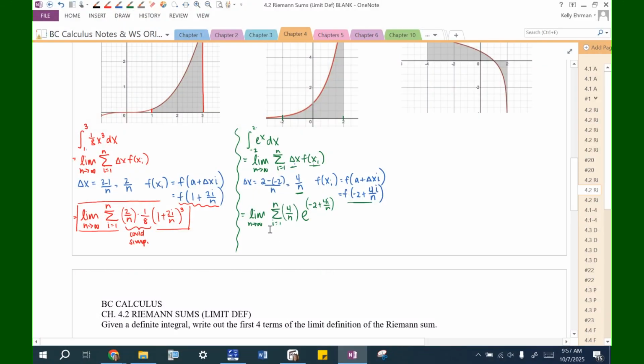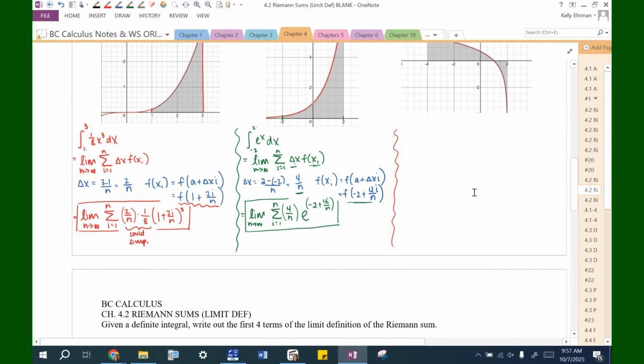Again, we're not actually going to find this limit. The most we would maybe need to do with this, which we'll do on the next page, is expand out a few terms. Because sometimes they will show you a few of the terms expanded out, and you're trying to go back and find the correct limit notation. So we'll practice that too.